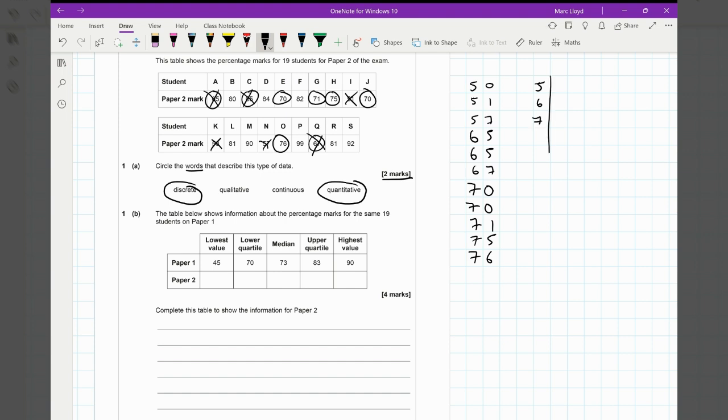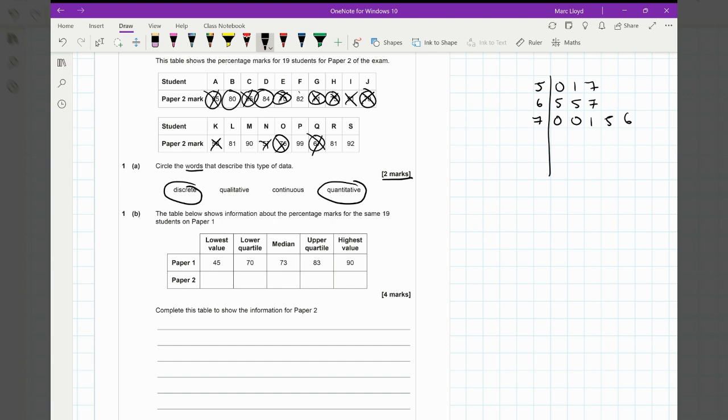I know you were probably shouting at the screen, but we can do a stem and leaf diagram just because our amount of data is getting a bit big. 5, 6. That's all of those 70s done. I'm going to continue with this. I can order it in my head as we go. So that's done. 80s. So we've got 80.